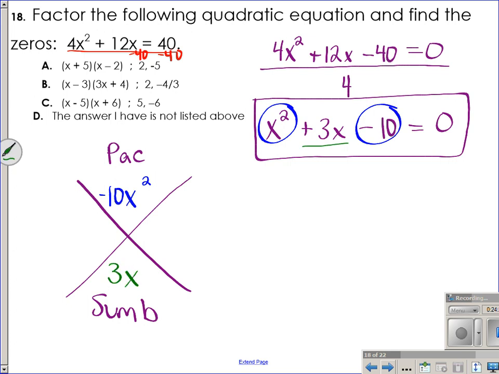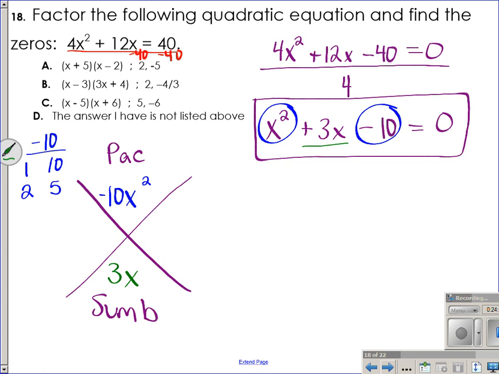For the two wings of the x then, we're looking for factors of negative 10 that add up to 3. So what are the factors of 10? Well, we have 1 times 10 and 2 times 5. But to make it multiply to a negative 10, one of those factors has to be negative, and we have to add up to the positive 3 down in the bottom of our x.